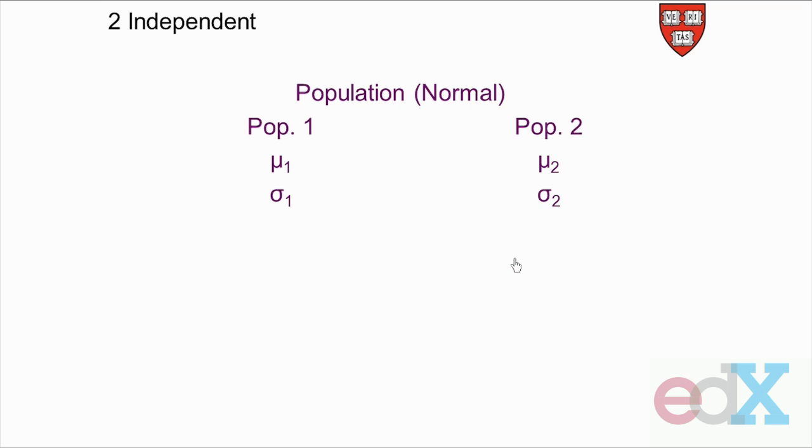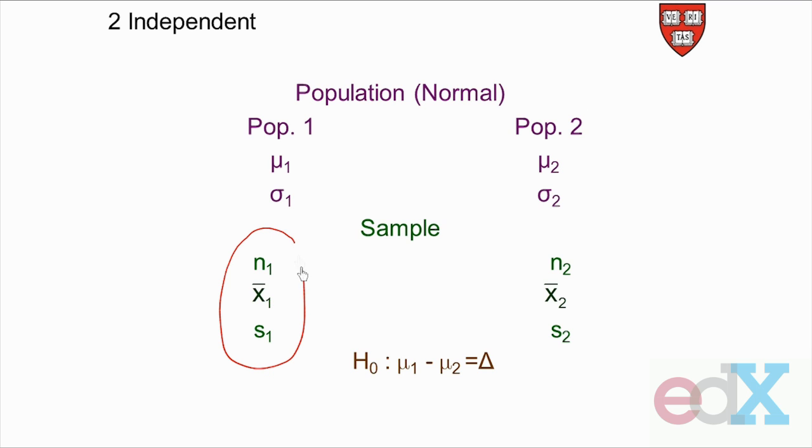So first we've got population 1. It's got a mean of mu1 and a standard deviation of sigma 1. Population 2 has got a mean of mu2 and standard deviation sigma 2. And what we're going to do is we're going to take a sample from each of these. So from the first population, we'll take a sample of size n1 with a sample mean of x bar 1 and a standard deviation of s1, sample standard deviation. And then sample n2 from the second population.